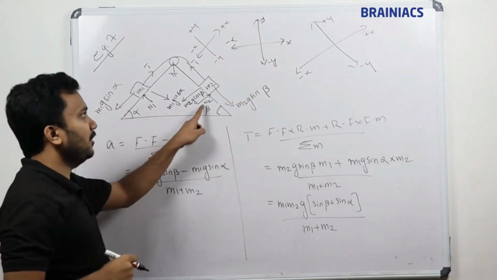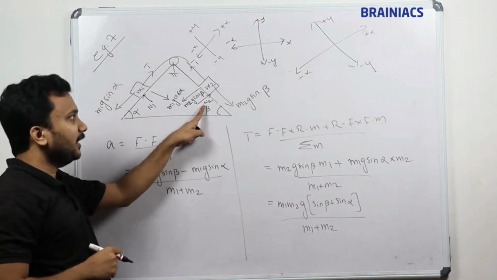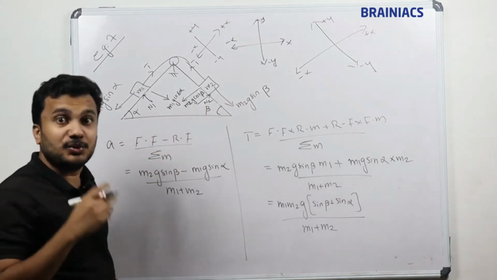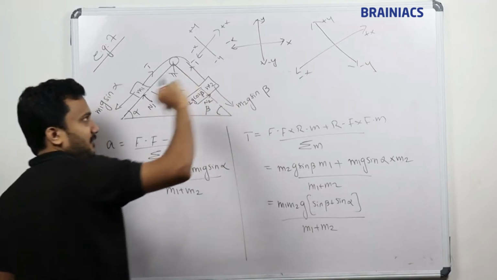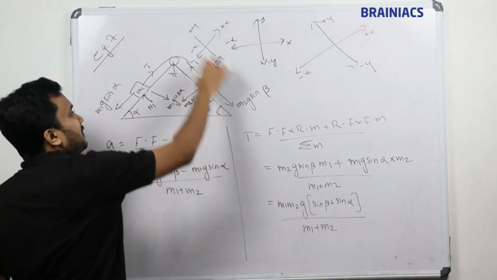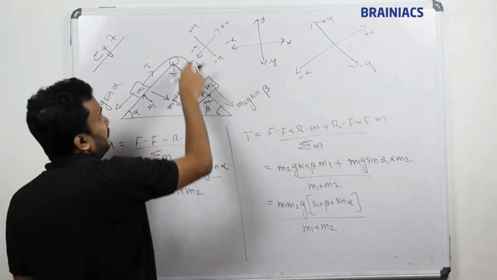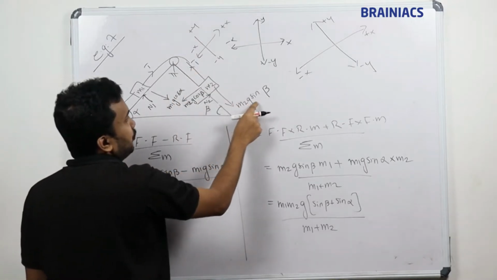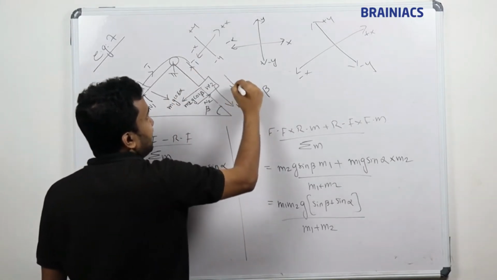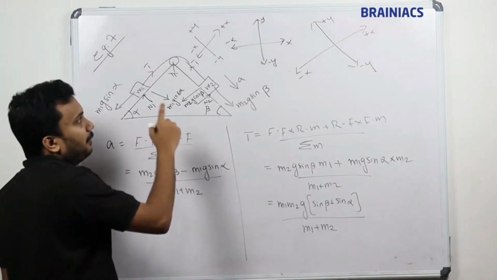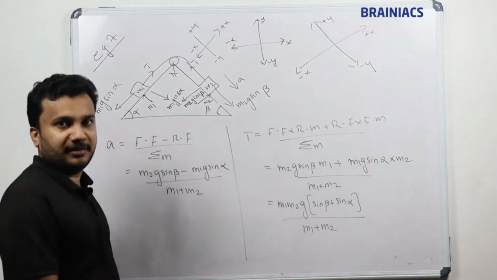Here we can write a formula. What formula will we write? N2 minus m2g cos beta is equal to 0, because the block is not moving like this. But if you are writing these equations like this, how will you write here? Positive. So T minus m2g sine beta is equal to acceleration. Acceleration is negative, so what will you write? Minus m2a you will write.